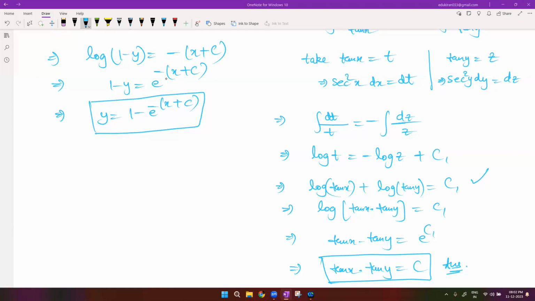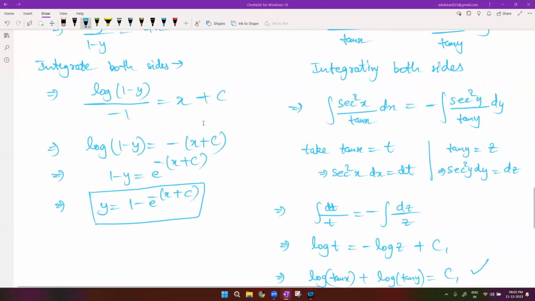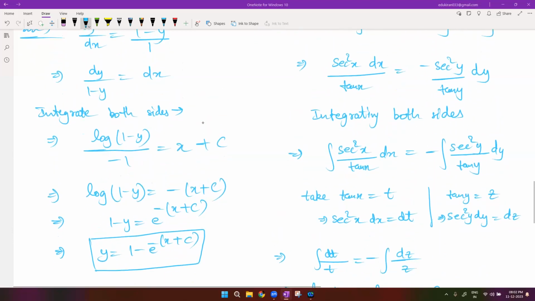Oh, sir. Yes. In the third one, integration of log of 1 minus y, there is no c there, sir. No, we have C. This is the C. Okay, so you took that side. We can take any side. Whatever side you want, you can take that C. You can take that constant on that side.